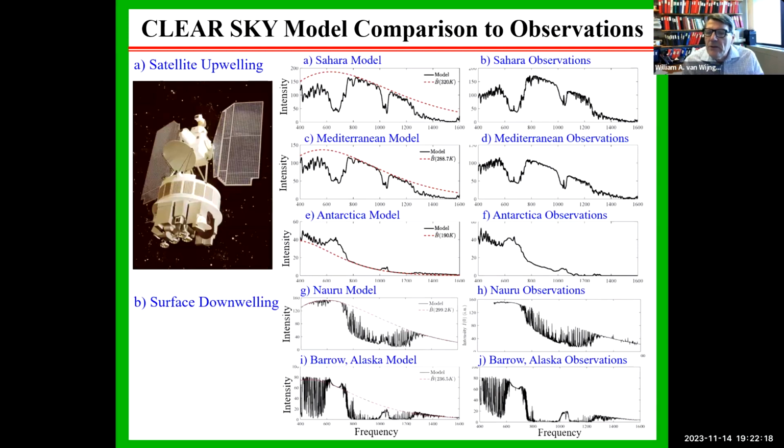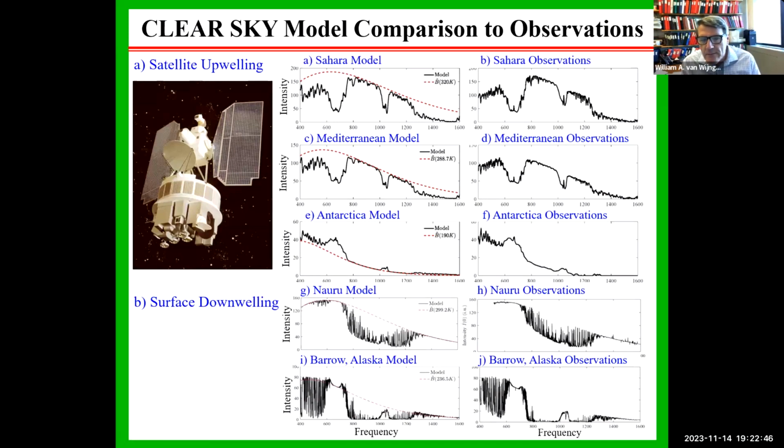Now, you can also say, well, do you have to go to space to take the measurements? And the answer is no. You can also put your instrument on the ground, look up, and then you see the radiation coming down at your instrument. That's what is done in H and J. Here we had an instrument in Nauru, which is in the Pacific, and Barrow, Alaska. And our model is pretty good. The reason we're less proud of that is we had to use a fudge factor.